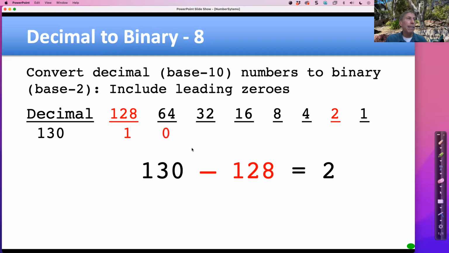But don't forget these zeros. Okay, I'm not going to give you any of these because I only owe you $2. But I am going to give you a $2 bill. Subtract that. Now I owe you 0. I'll put a 0 here.